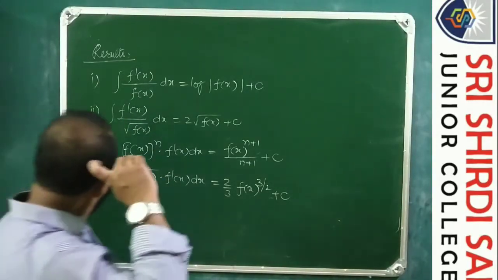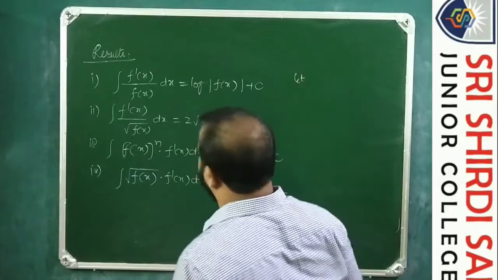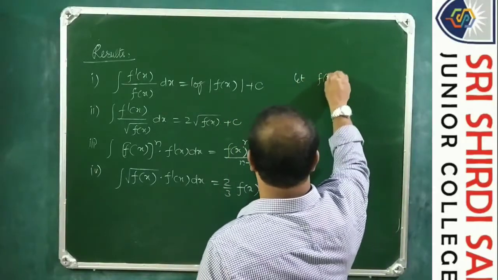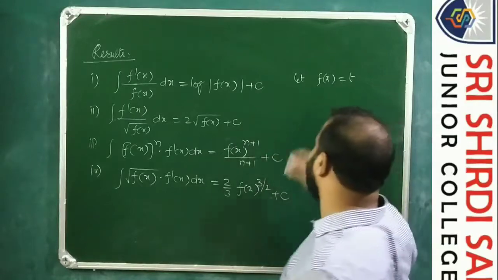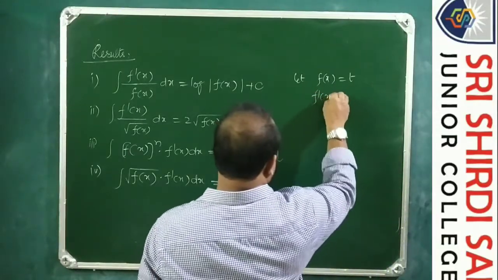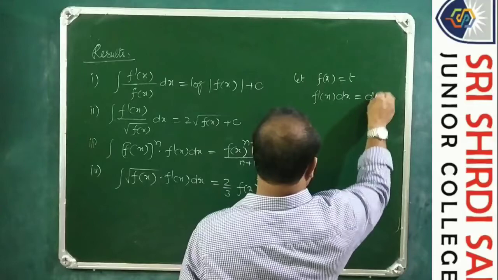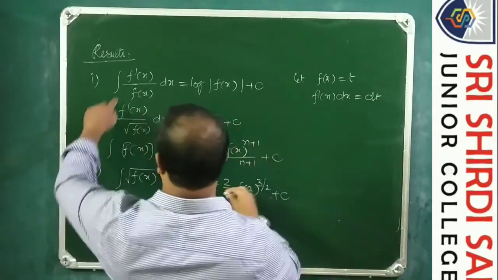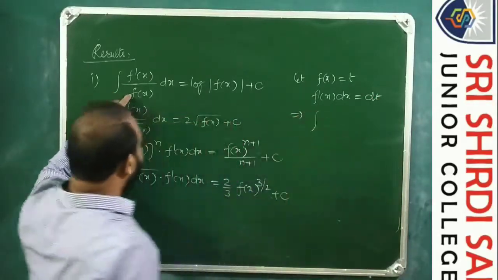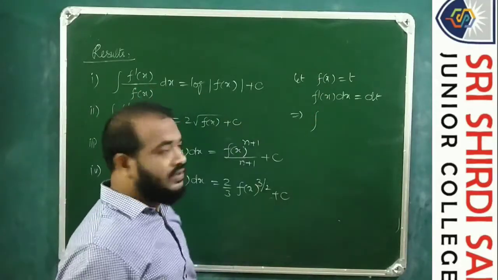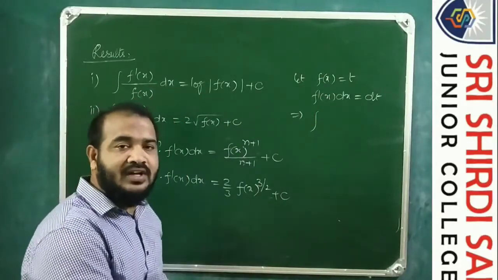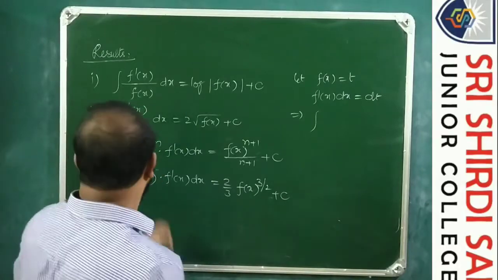And we can even prove this as well. So let f of x equal t. Now differentiating, we get f dash x dx equal to dt. Now in the given integral, let us substitute. That is why this method is said to be the substitution method.